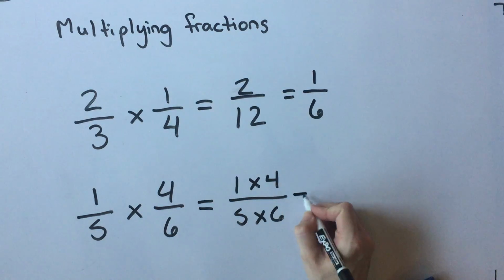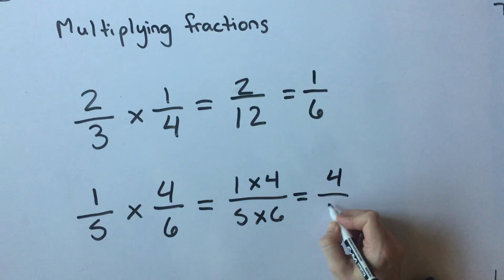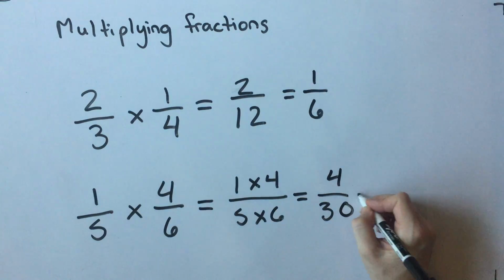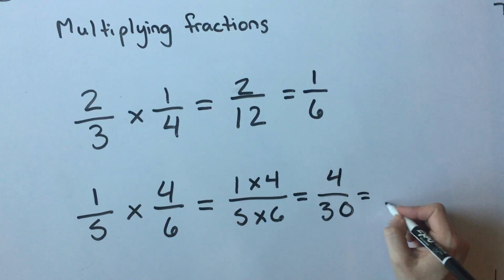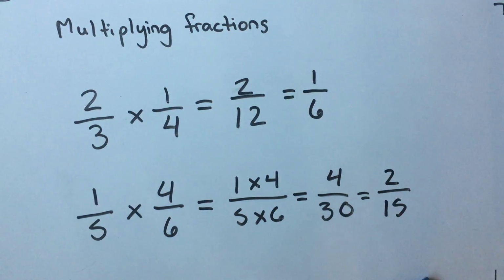So if we look at it this way, same idea, 1 times 4 is 4, 5 times 6 is 30. Can I reduce these? Sure, why not? 30 divided by 2 is 15. 4 divided by 2 is 2. That's as reduced as I can get it. I'm all finished. Next time we're going to look at cross-reducing, which will make it a little bit faster to get to that reduced final form.